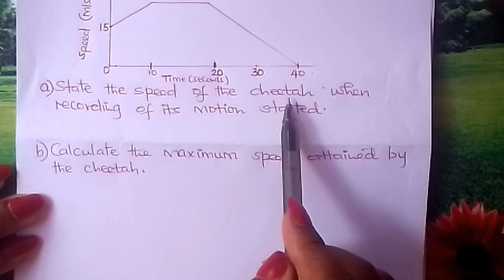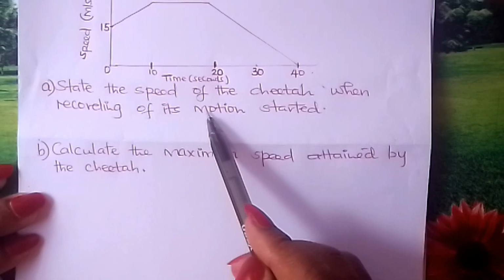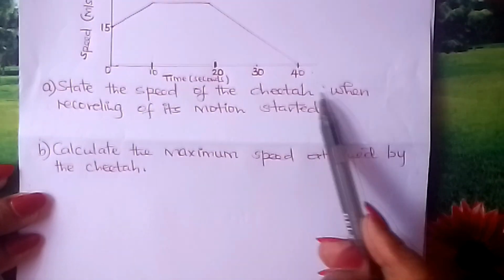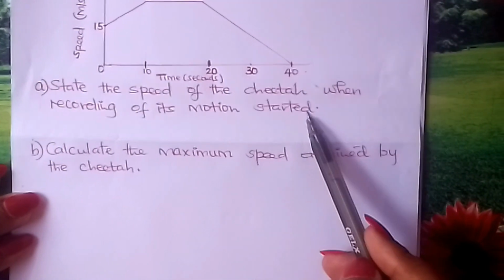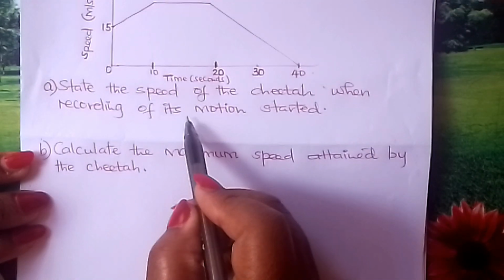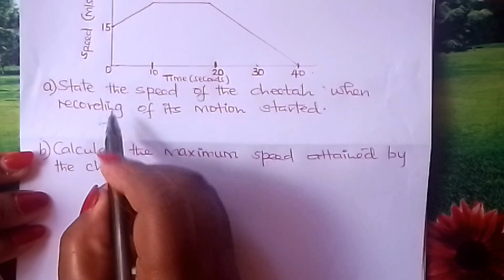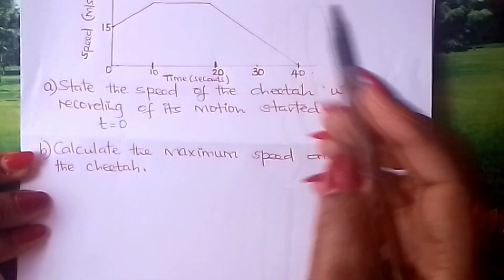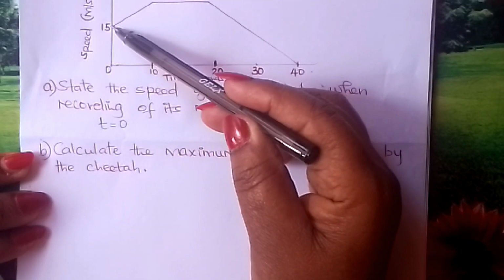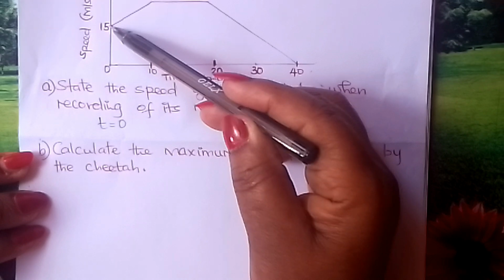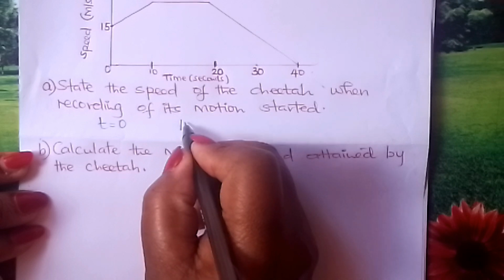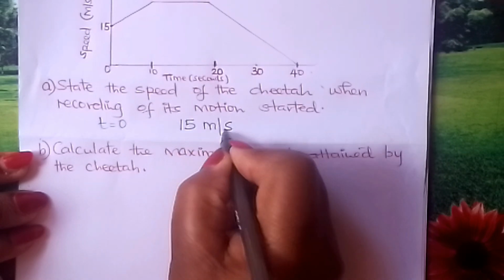State the speed of the cheetah when the recording of its motion started. Learner, which speed is this? The speed at the starting. The speed at time t equals 0. What is the speed at time t equals 0? You go to the graph when t is 0. What is the speed? It is 15 meters per second.